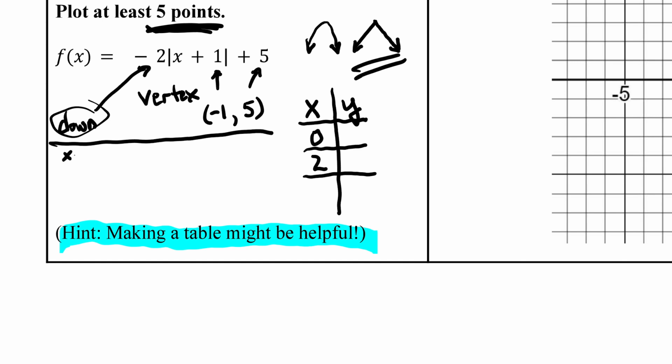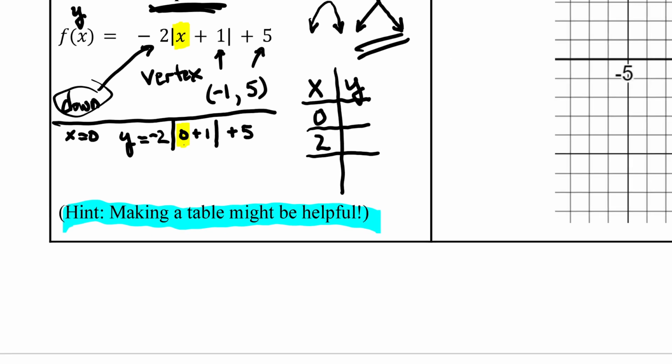So I'm just going to write this down to keep in mind that's what I've got. X equals 0. Y, which is the same as f of x, is equal to negative 2 absolute value, x equals 0, so I'm going to put 0 here instead of x, plus 1, and then plus 5. So instead of x, I put a 0 in that place. And now I need to go through and follow the order of operations to evaluate. That's what I just did by putting 0 in for x.